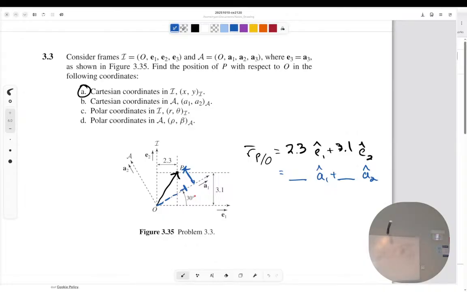Oh, to find out those new unit vectors in terms of A1 and A2. It's a good start.